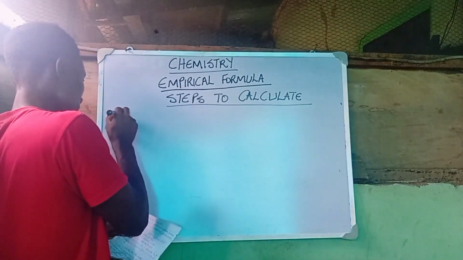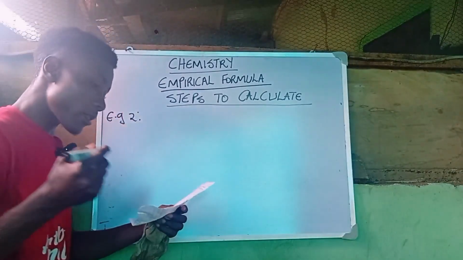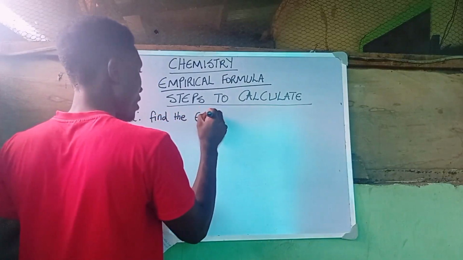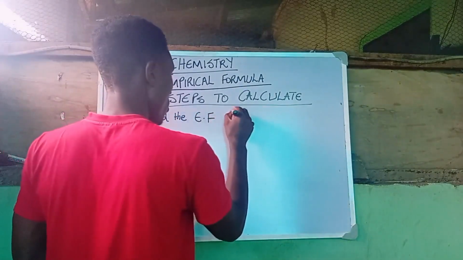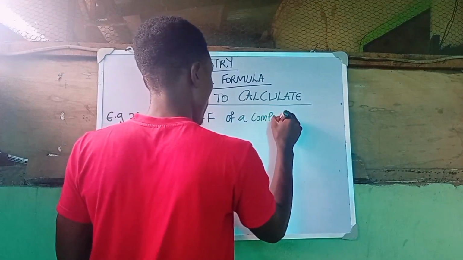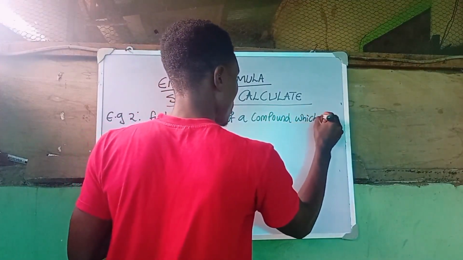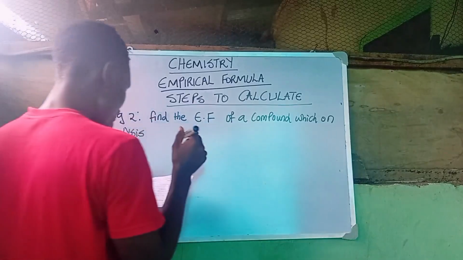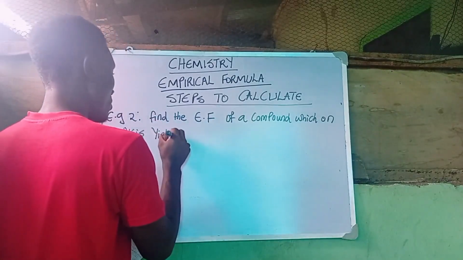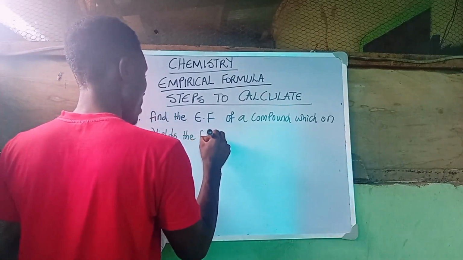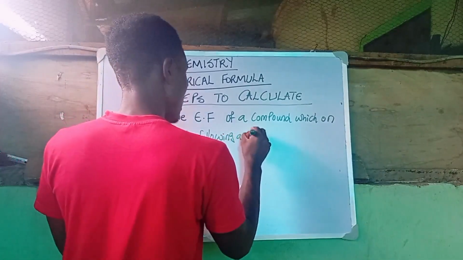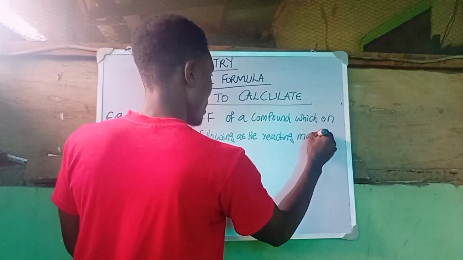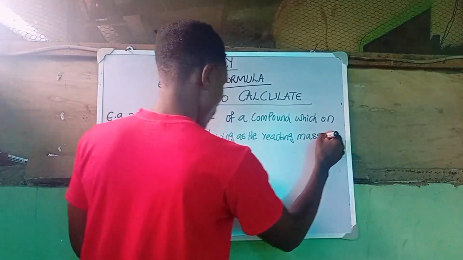So we say example number 2. That is question number 2. It says find the empirical formula of a compound which on analysis yields the following as the reacting masses. Use the following as the reacting masses.